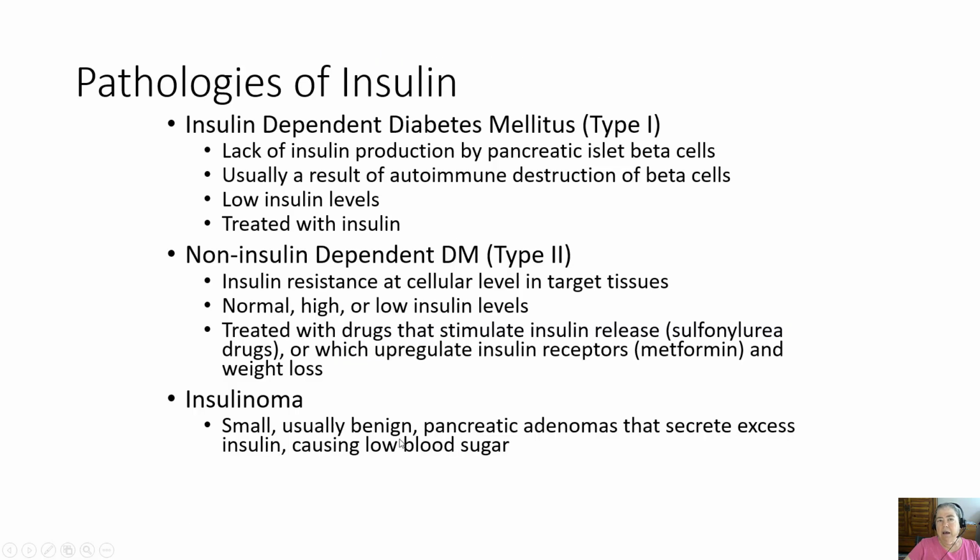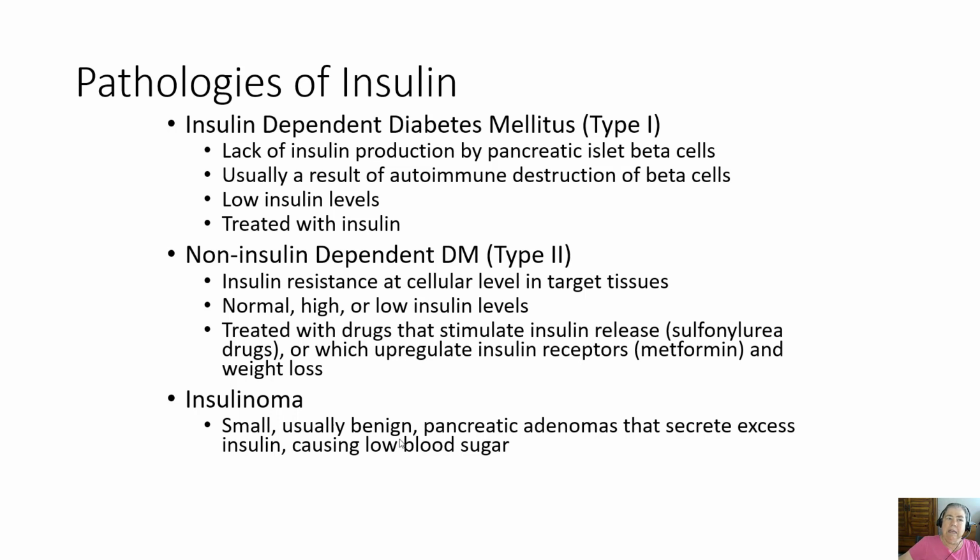Let's talk about some of the pathologies that involve insulin. The one that most of you are familiar with is diabetes mellitus, and there are two types of diabetes. There's insulin dependent diabetes mellitus, which we also call type 1, and there's non-insulin dependent diabetes mellitus, which we also call type 2. These days we're tending to call them insulin dependent and non-insulin dependent, but this is terminology that changes from time to time, so it's good to be familiar with both terms.